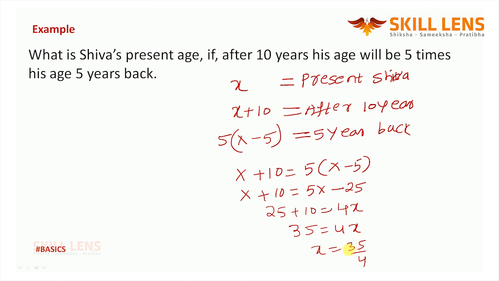Okay, his age is what? 35 by 4. Who is x? X is nothing but Shiva's present age. Okay, Shiva's present age. So this is how you need to answer your particular questions. Okay, so x is nothing but Shiva's present age.